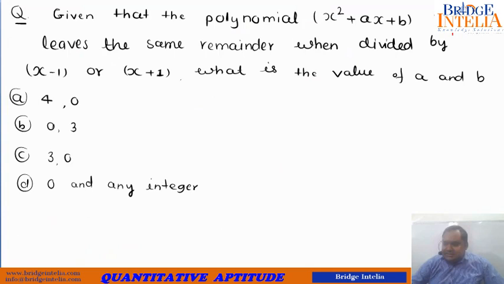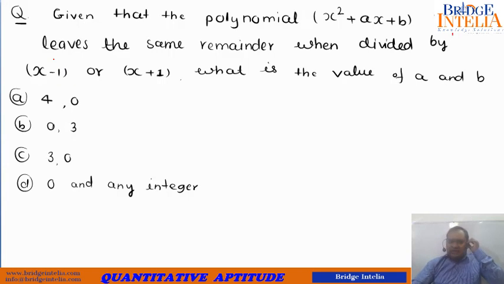Now let's see how to solve this one. Given that the polynomial x square plus ax plus b leaves the same remainder when divided by x minus 1 or x plus 1, what is the value of a and b? So it is not a case of perfect divisibility or perfect factor.